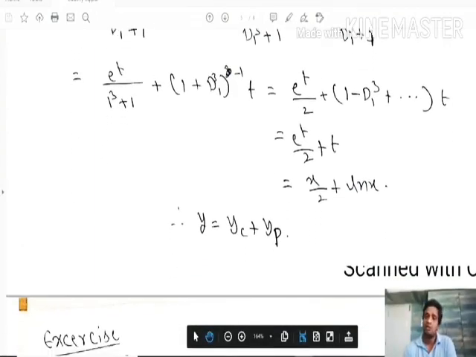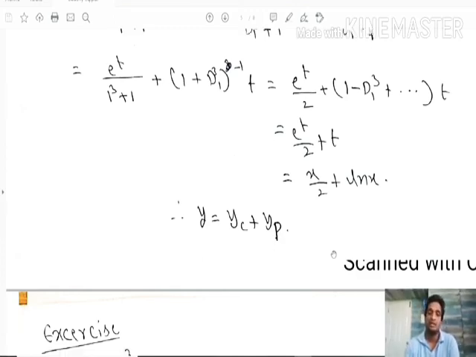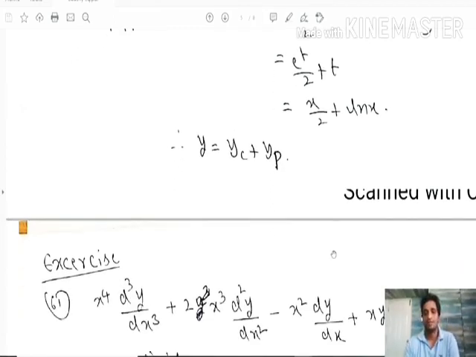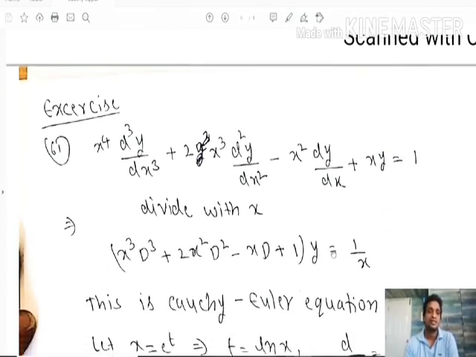So again we have to change this into x. e power t means x by 2, t means ln x. So this is our particular integral. So the final general solution will be y is equal to yc plus yp, and we have to write the yc value as well as the yp value.